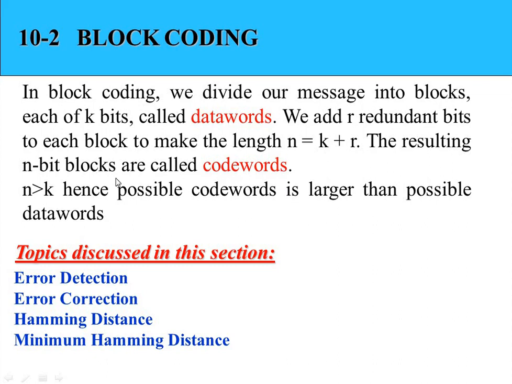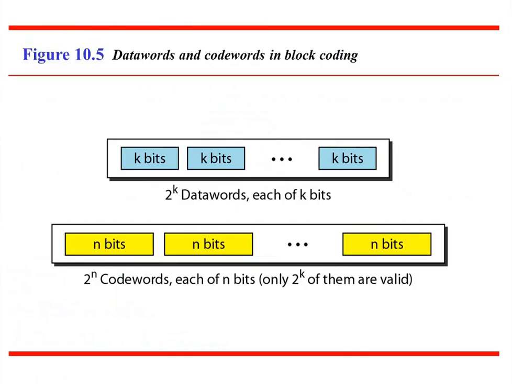That encoded word you are sending over the transmission line. So n is always greater than k, hence possible code words are always larger than the possible data words. So if you have data words and code words with you, you can easily detect if the code word is available with you, and if that code word doesn't match the transmitted code word, then you can easily detect that an error is there, and accordingly you can find out the error. So this technique is useful for error detection, error correction, Hamming distance, and minimum Hamming distance that we are going to see.